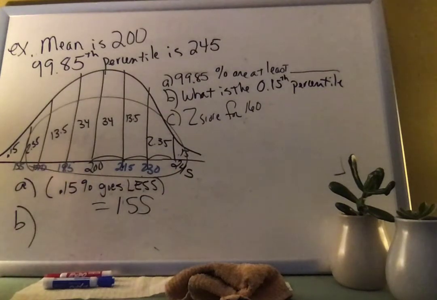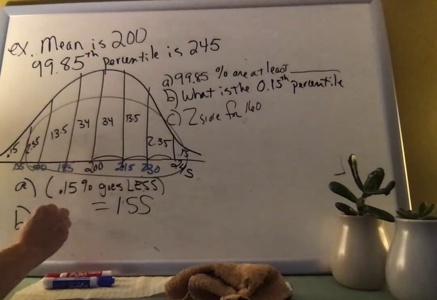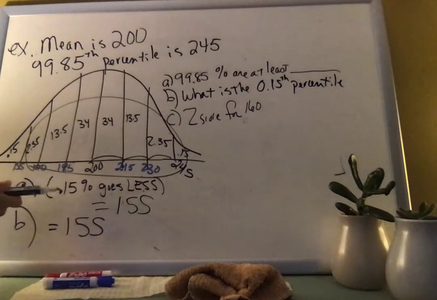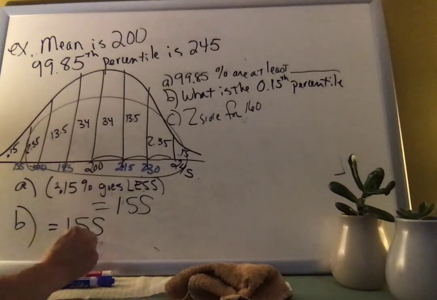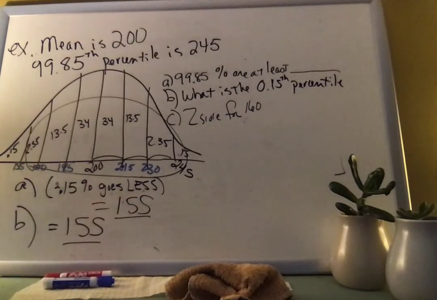Now, part B, I asked for the 0.15th percentile. That is the boundary that has 0.15% going less. Oh, yes, okay, same answer. Has to be the same answer. Because if you were okay with how I had reworded A, that is the definition of percentile, right? Percentile is how much is going less. So yes, the exact same answer for A and B has to be. That is not coincidence.